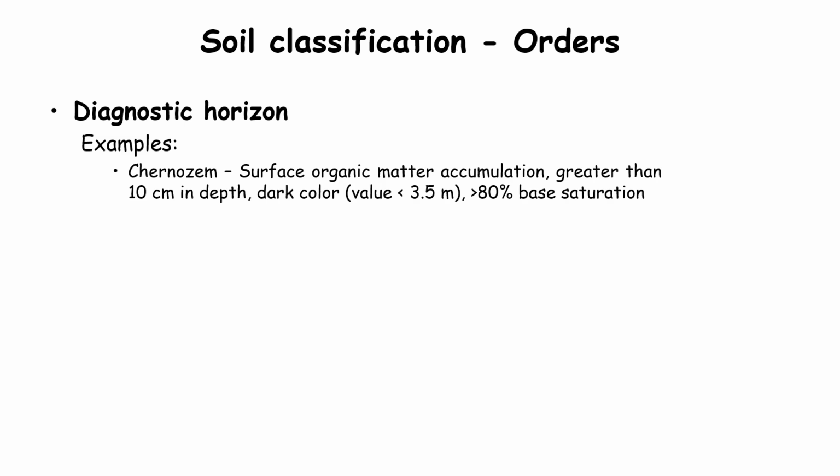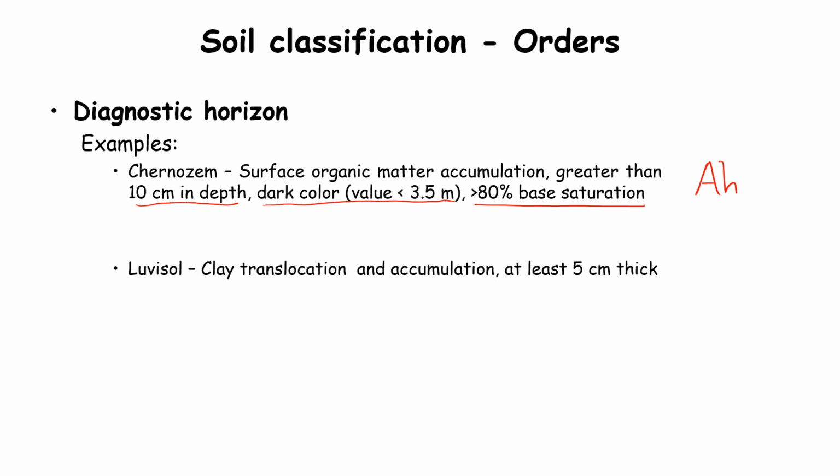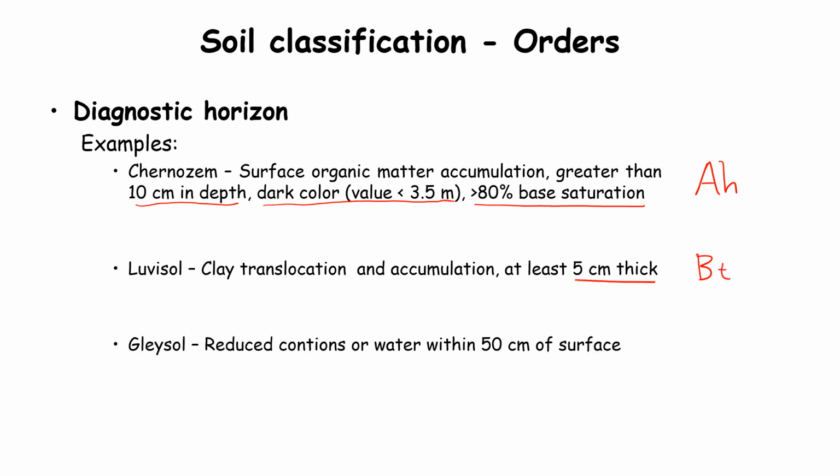So, soil classification of the order. The diagnostic horizon examples are, the Chernozemic horizon: surface organic matter accumulation greater than 10 centimeters in depth, dark color, value of less than 3.5 moist, and greater than 80 percent base saturation. That is a Chernozemic AH horizon. Luvisol has clay translocation and accumulation at least 5 centimeters thick. That's the diagnostic horizon of Luvisol, a BT. And for a Gleysol, it has reduced conditions or water within 50 centimeters of the surface of the soil, which would be a BG.